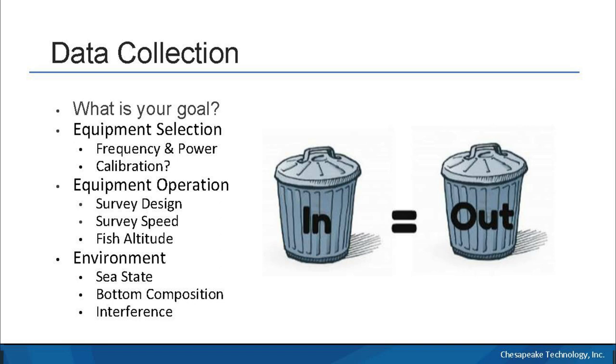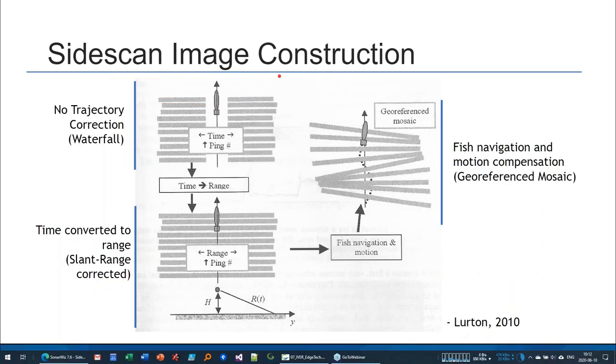Before we get too deep into this, I want to talk about what side scan image construction looks like. Initially, our side scan is being towed like this, and what we collect is amplitude versus time. Then you have a stack of pings on top of each other, and this creates our side scan waterfall. SonarWiz is going to convert these time versus amplitudes into ranges, and we use our slant range correction to do that. And then we apply navigation, so each ping is placed in the world where it was actually collected.